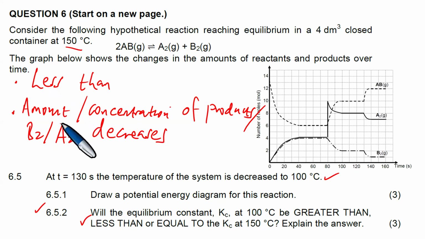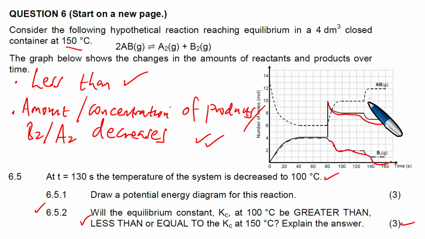And we obviously proceed to explain the answer. In our explanation, the less than would be 1 mark and this would be 2 marks, and the marks would balance to 3. But it will be less than. Why? Explain why it will be less than. Because the amount of concentration of products B2 and A2 decreases.